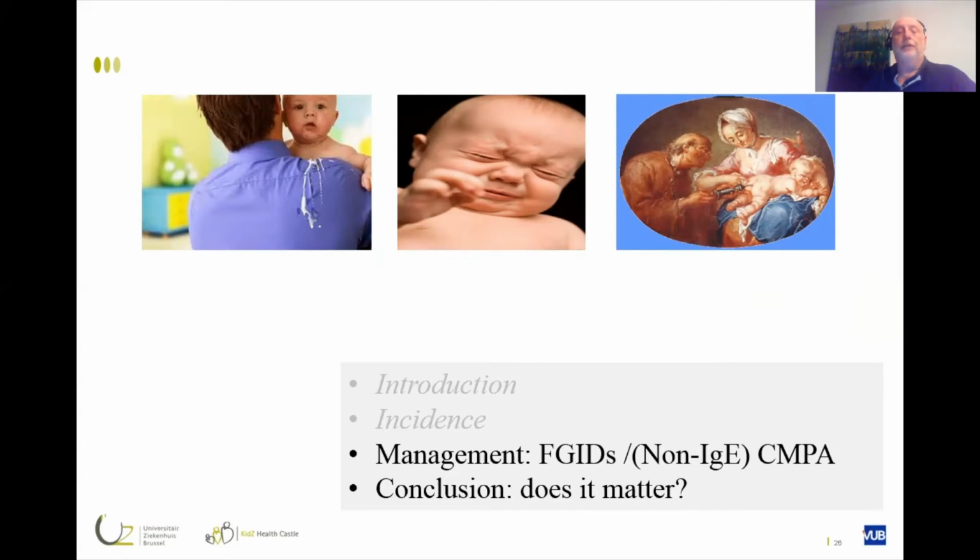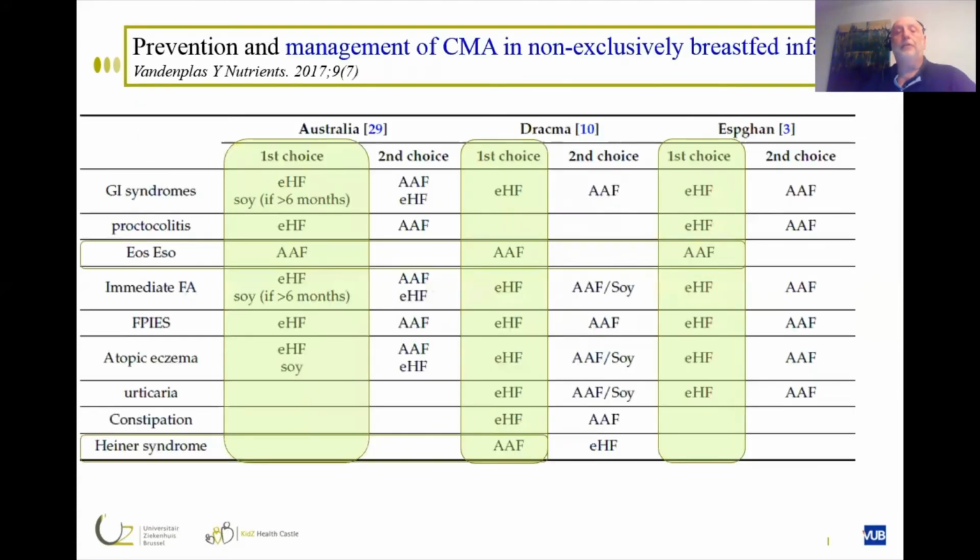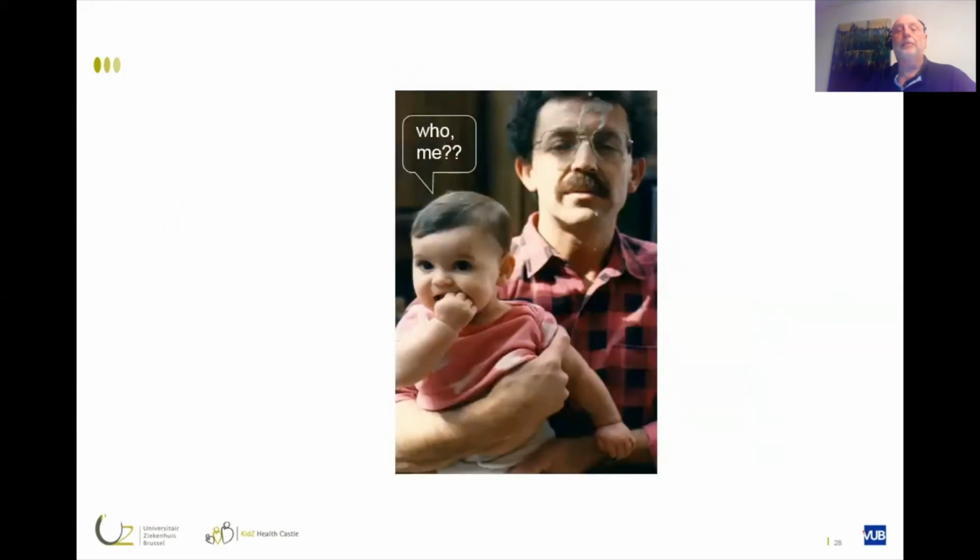Management of functional gastrointestinal disorders and non-IgE mediated cow's milk allergy. According to the guidelines for the management of cow's milk allergy from Australia, from the European Society of Pediatric Gastroenterology, Hepatology and Nutrition, and from the World Allergy Organization in the DRACMA guidelines, extensively hydrolysed formula is recommended as the first choice in almost all situations of cow's milk protein allergy, except for eosinophilic esophagitis, where amino acid-based formula is recommended, and for Heiner syndrome.